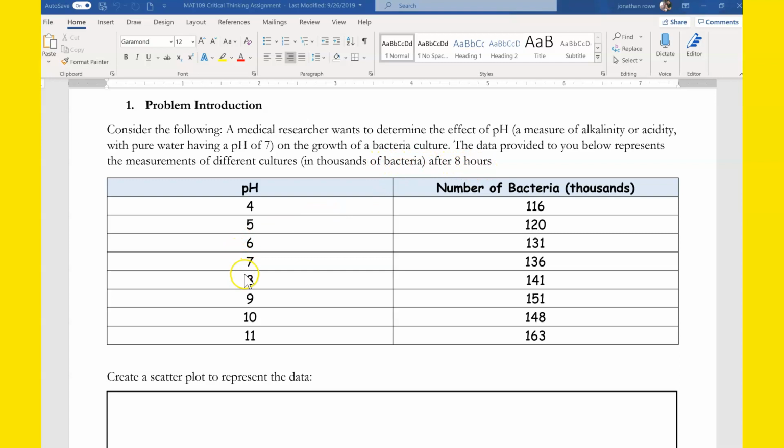So I think, if I'm remembering correctly, and I'm not a chemistry major for sure, but I think the lower the pH, the more acidic it is, and the higher the pH, the more basic it is.